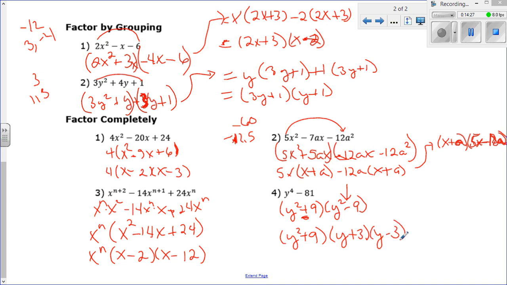And remember, it doesn't matter the order that you write your factors in, as long as all of your signs are in the correct place. Other than that, there's really nothing else. This is just a review of what we've done earlier this year and what you've done in the past. And this is getting us ready for our next unit.